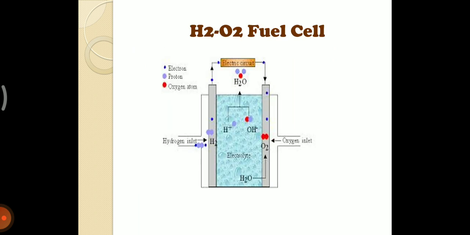This is the outline picture of the hydrogen oxygen fuel cell. Here two compartments are there. One is the anode compartment, and the other is the cathode compartment. The two porous electrodes are connected to the voltmeter. In between the two porous electrodes, the electrolytic solution is filled.